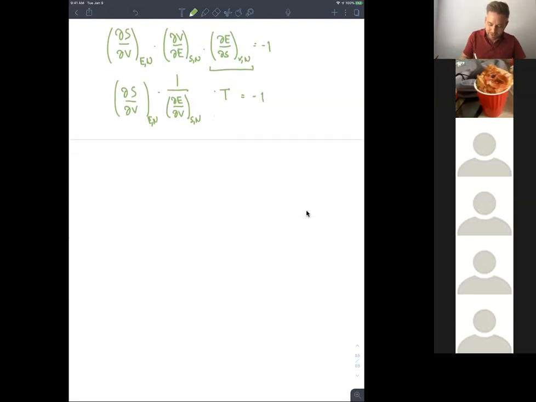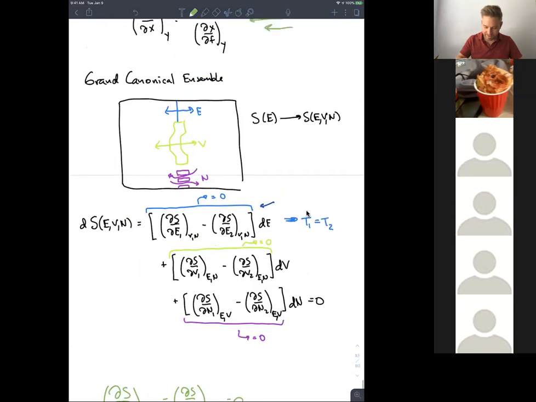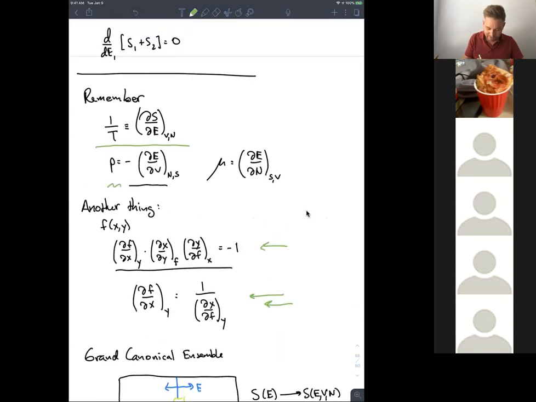Now I'm going to take this funny looking thing and move it over to the other side. So what I get is ds dv at constant energy and number of particles times the temperature is equal to minus dE dV at constant S and N. Okay, everybody cool so far? We go back up here. Oh, look, minus dE dV, that's the pressure.